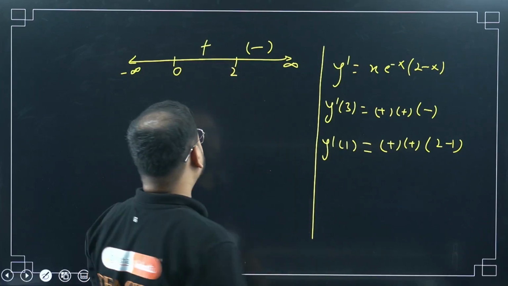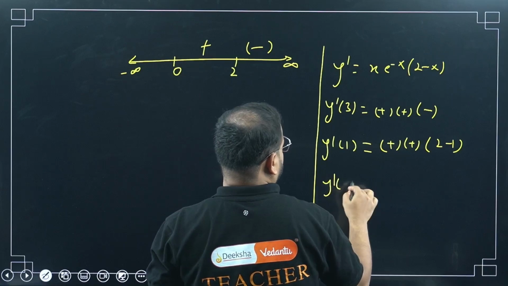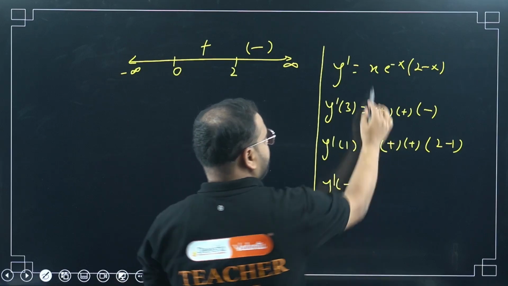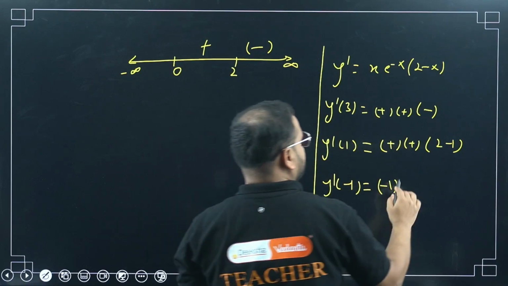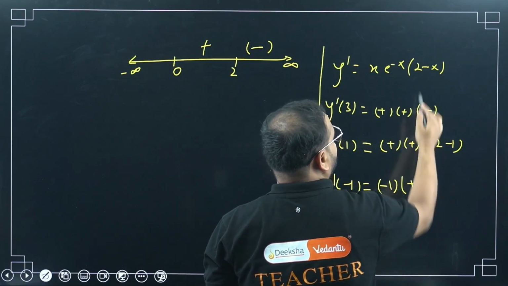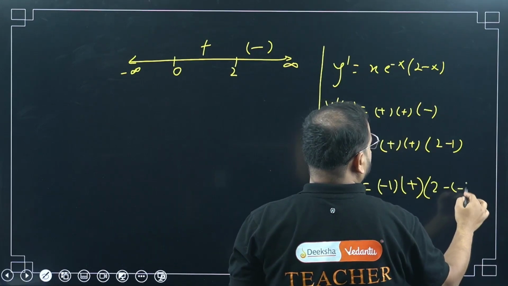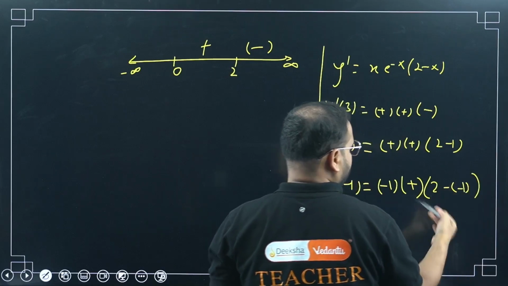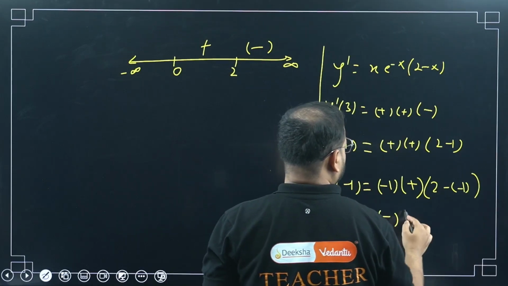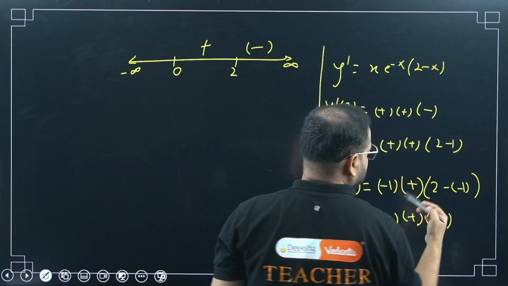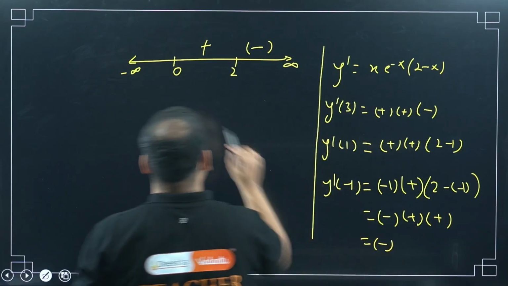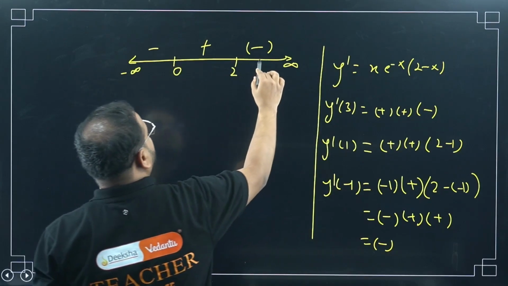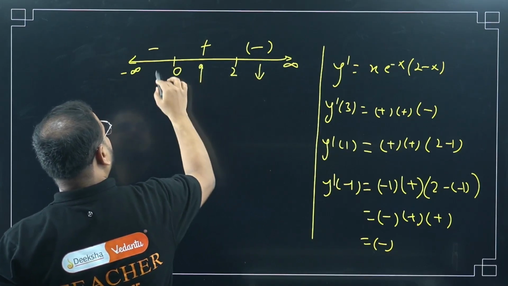Before 0, I can take minus 1. How much will that be? This will be minus. Correct. Minus x will be minus. So minus 1. This will be always positive. What about this? 2 minus of minus 1. How much is that? Plus 1, right? So this is minus, plus, and this is plus again. So what is the answer? Negative. So this is negative. It means this is decreasing, increasing, and decreasing.